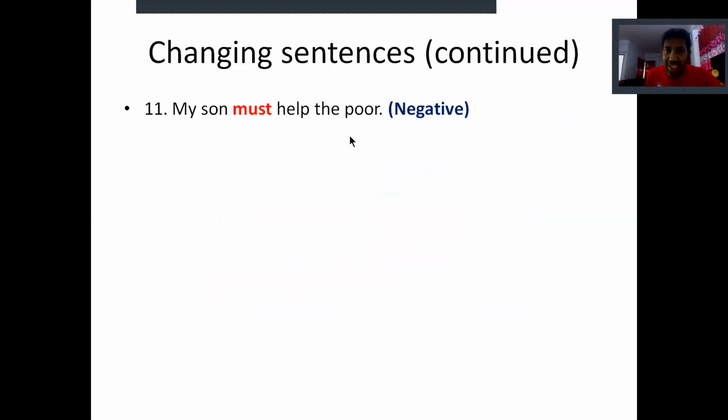Number 11, my son must help the poor. We have to make this sentence negative. To make any sentence which has the modal auxiliary verb must negative, we need to replace the word must by using cannot but or cannot help. So I'm using cannot but to make this sentence negative. So my son cannot but help the poor. If you want to use cannot help, you can, but I would suggest you not to use cannot help in this sentence, because this sentence has the main verb help. So help will be used twice if you use cannot help plus verb plus ing. So it is better to remain limited to cannot but in this case.